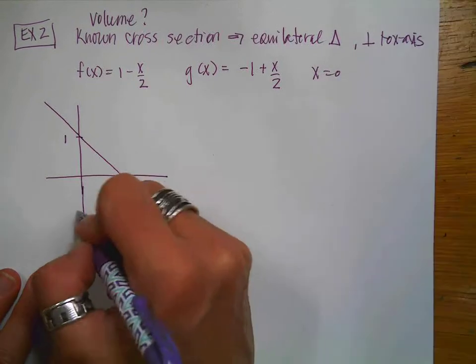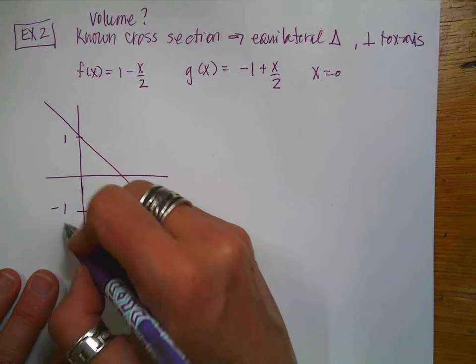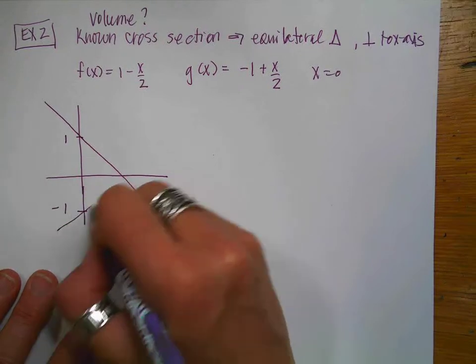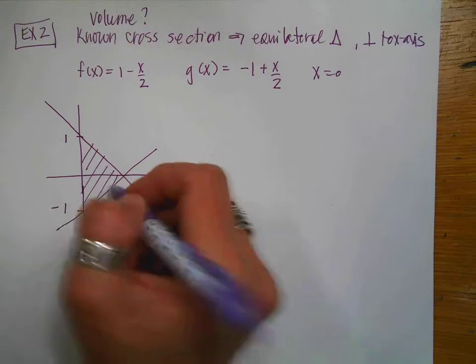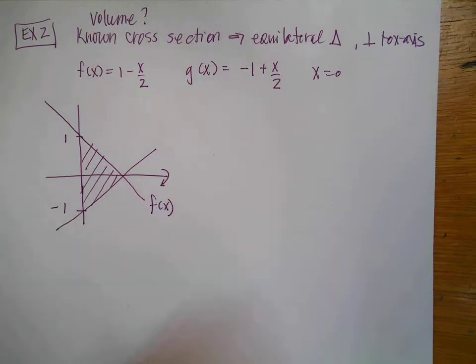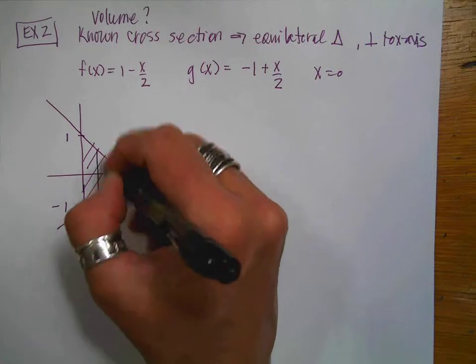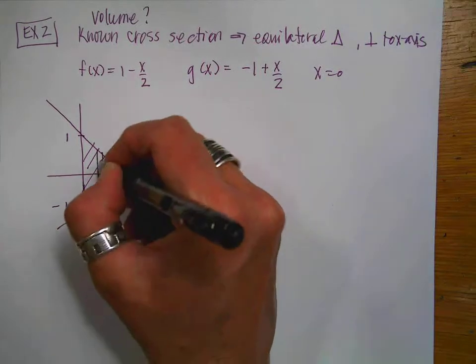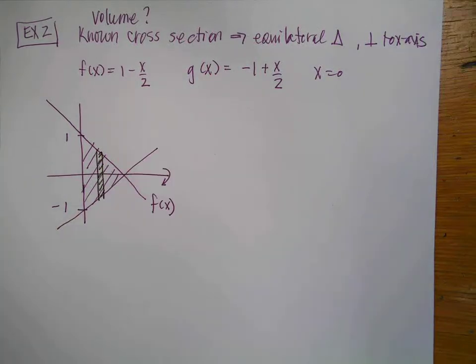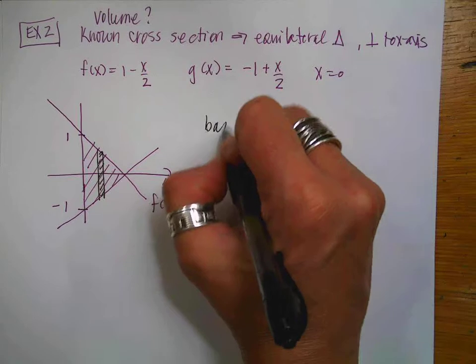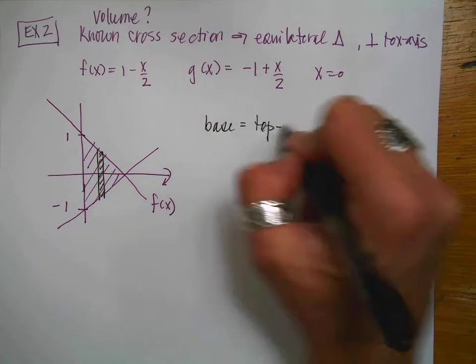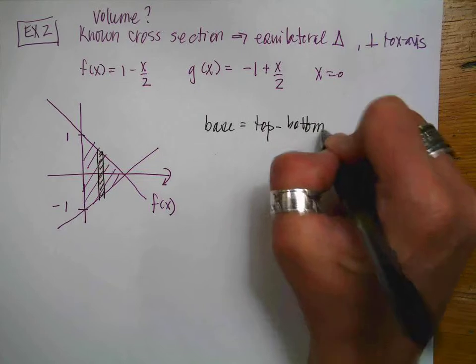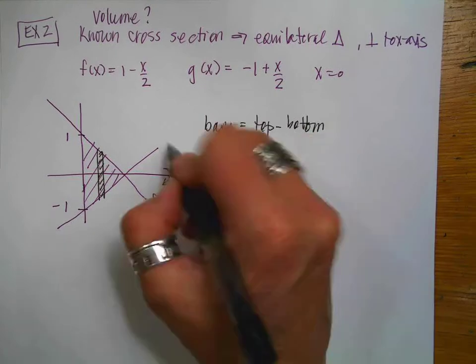I guess I should tell you that. Okay. The second equation is, here's the negative 1, and its slope is a positive 1/2. And this is going to be the region that is being revolved about the x-axis. Okay, and my known cross-sections are going to be equilateral triangles. Okay, so the first thing I'm going to do is I'm going to calculate my base. And the difference is going to be the top minus the bottom.